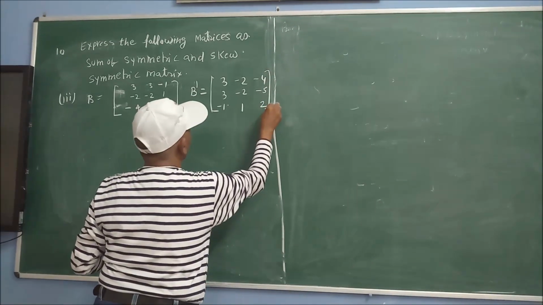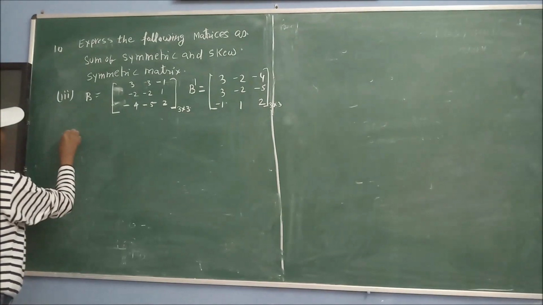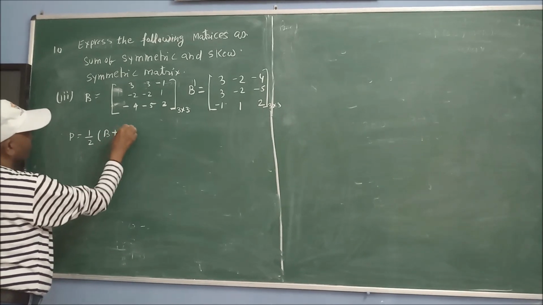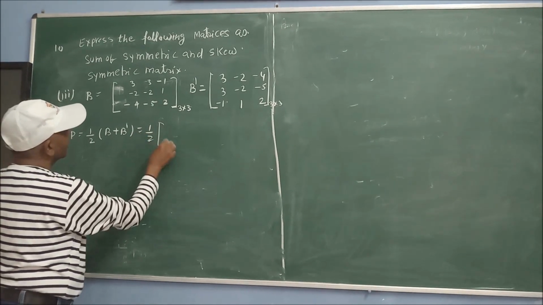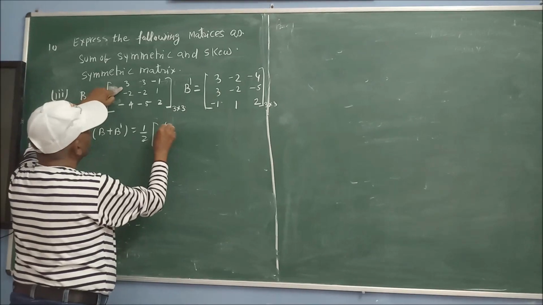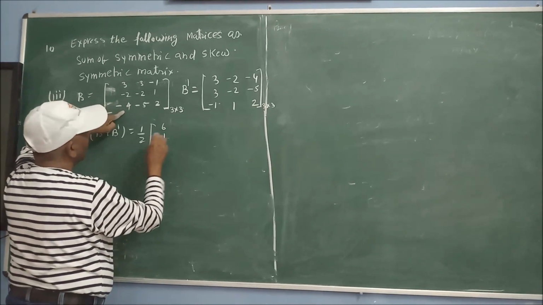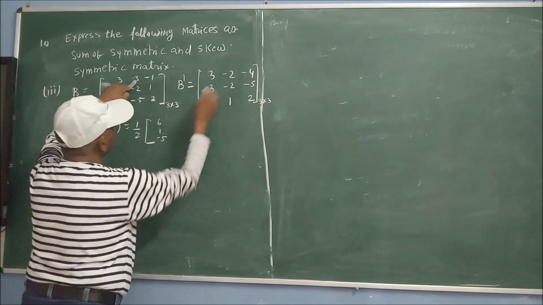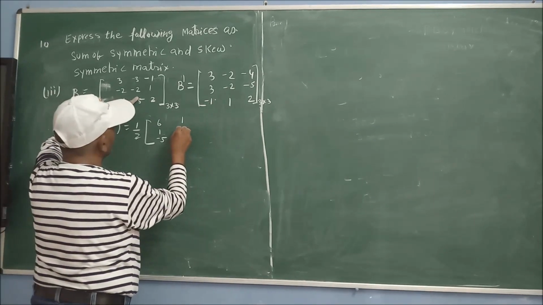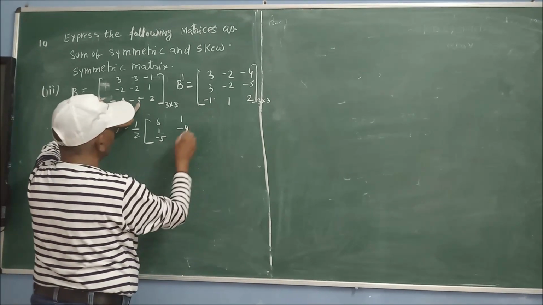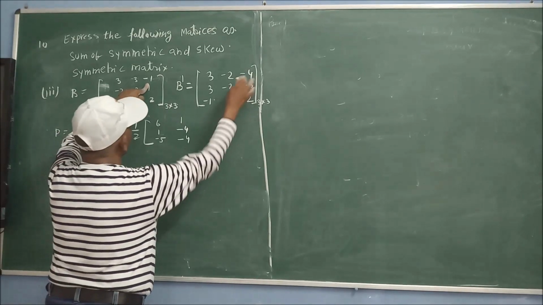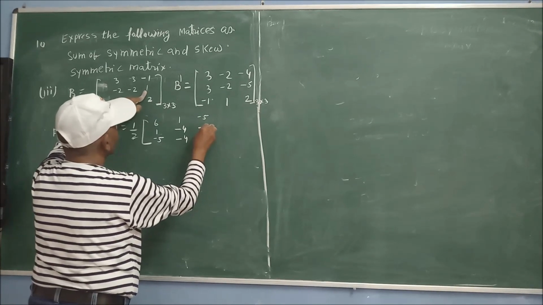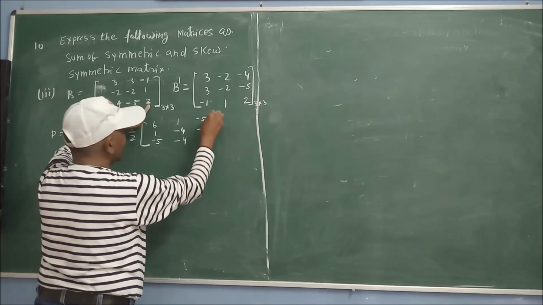So this will be a matrix of 3 cross 3. As we know, P is equal to half of A plus A dash. So this can be written as half of 3 plus 3, 6; minus 2 plus 3, 1; minus 4 plus 1, minus 1; 3 minus 2, 1; minus 2 minus 2, minus 4; and minus 5 plus 1, again minus 4; 2 plus 2, again 4. Check it once again.